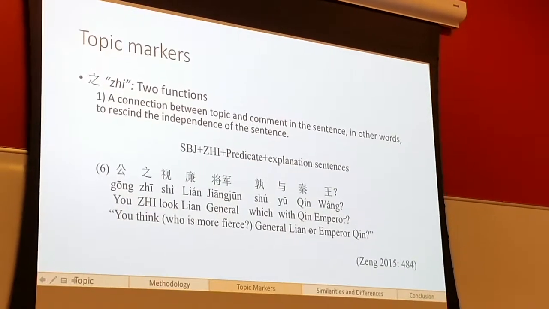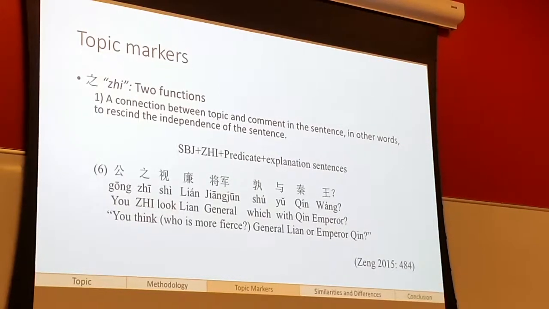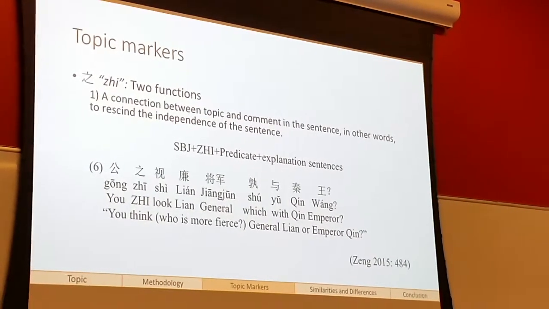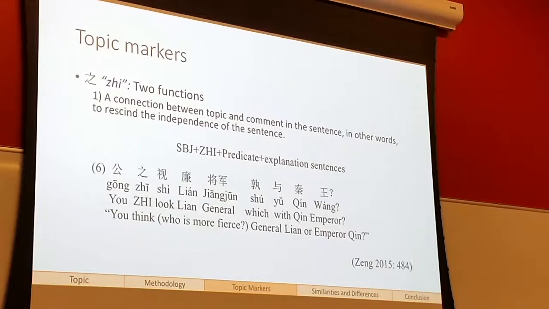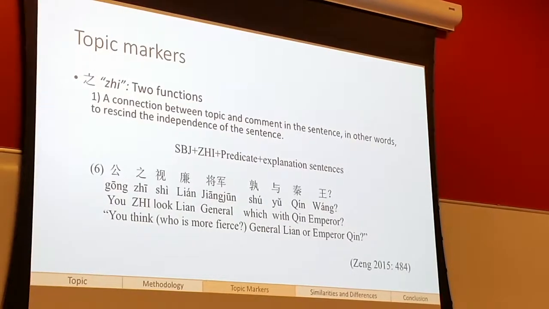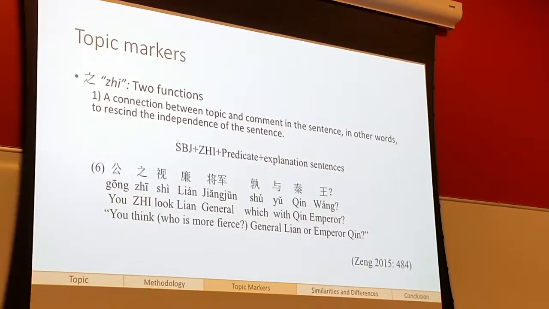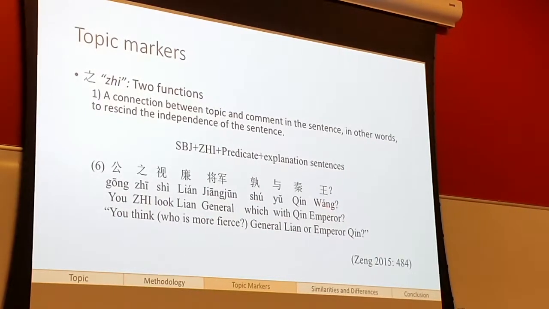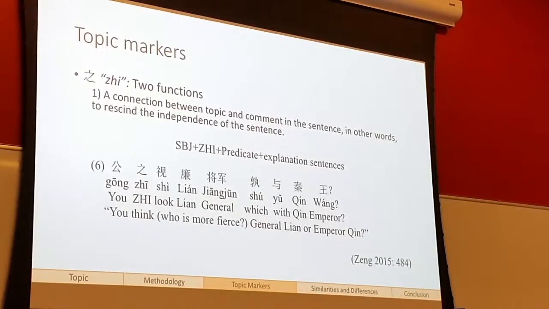So there are 2 functions of 知. The first function is, it is a connection between topic and comment in a sentence. In other words, to resign the independence of the sentence. So it's to 取消句子的独立性. So the structure of this kind of sentence is subject plus 知 plus a predicate and plus explain sentences. For example, in 6. 公之是连将军属与秦王. So 公 is the subject or the topic in the sentence, and 是连将军属与秦王. It can combine these 2 components together. So that is the function of 知.